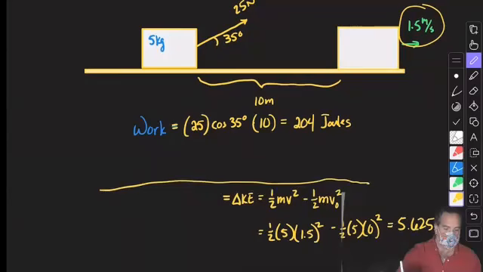Yeah. Now, here's where I want you to be really sharp. This force did 204 joules of work. The box only has a change in energy of 5.6 joules. What do you think might have been acting on the box to take away energy? Friction is the most likely culprit. There was likely a frictional force that acted backwards on the box. Can you tell me how much work was done by friction?